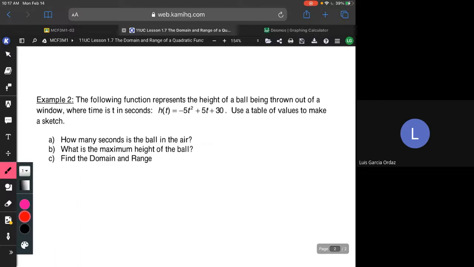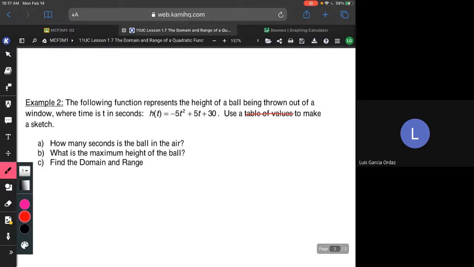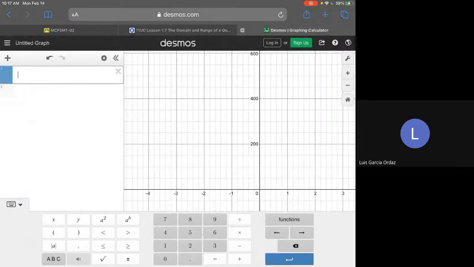Actually, we're not going to make a sketch. We're not going to do a table of values. We're just going to use Desmos. We're only going to be using it now, but later on you guys will be using a table of values. So I got y is equal to -5x squared plus 5x plus 30.